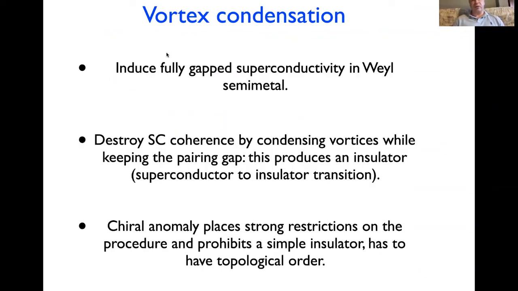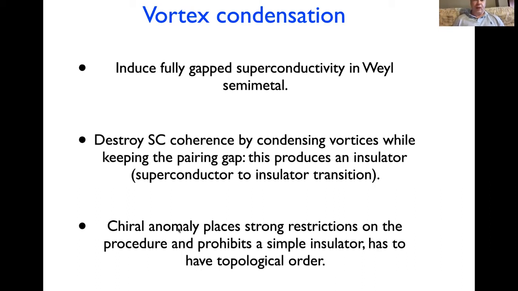The method that we used is called vortex condensation. Basically the procedure is that I imagine inducing a fully gapped superconductivity in a Weyl semimetal, and then I want to destroy the superconducting coherence by condensing vortices while keeping the pairing gap. This produces an insulator because there are no single fermion excitations, because there is a pairing gap, but there is also no superconducting coherence because I've condensed vortices, meaning that the phase fluctuates strongly. For the condensed matter people in the audience, this is the analog of the superconductor to insulator transition, which has been observed in thin amorphous films in a perpendicular magnetic field.